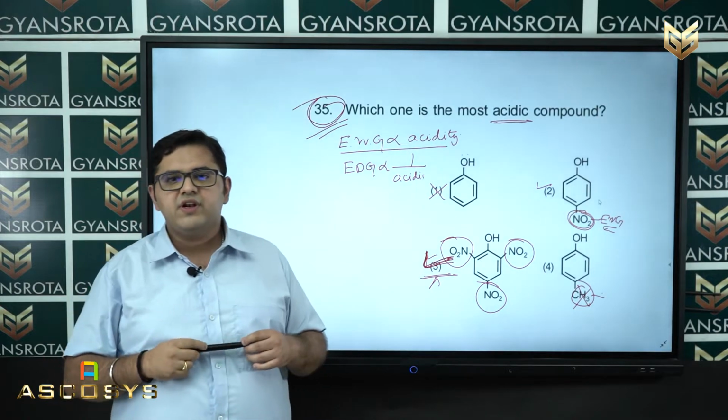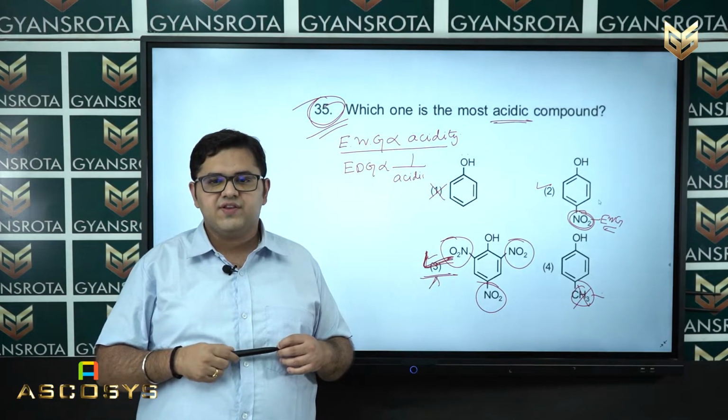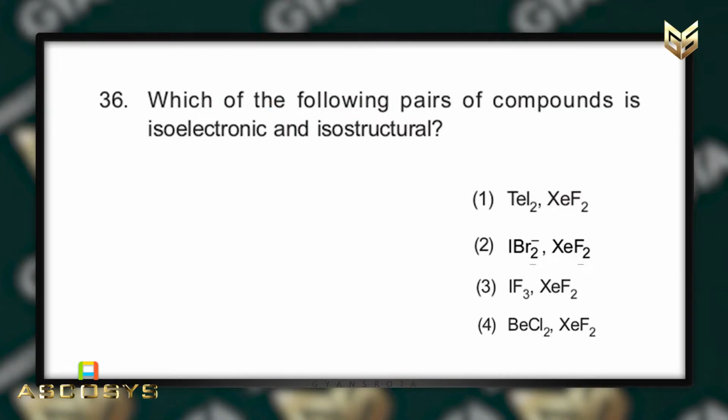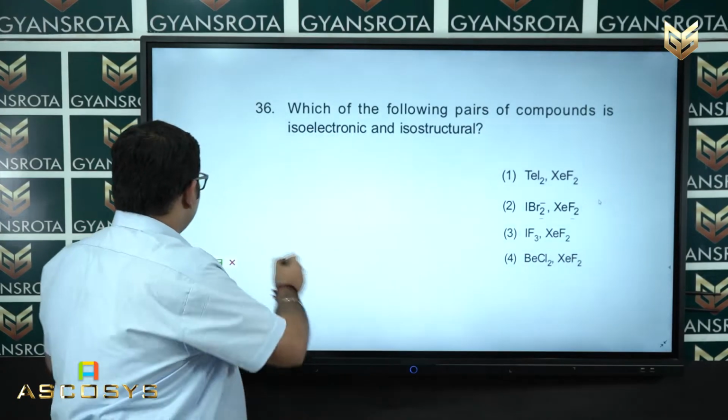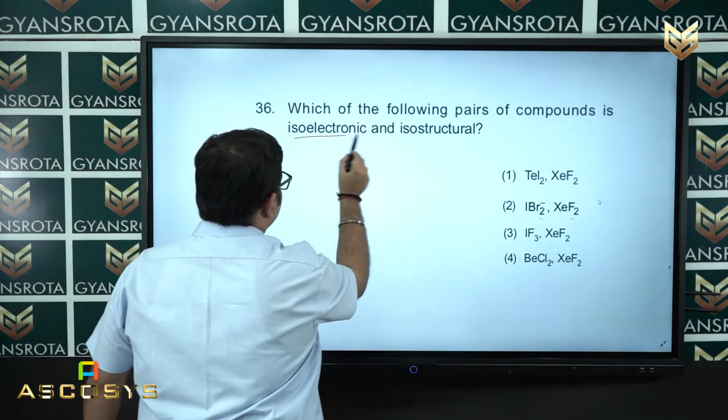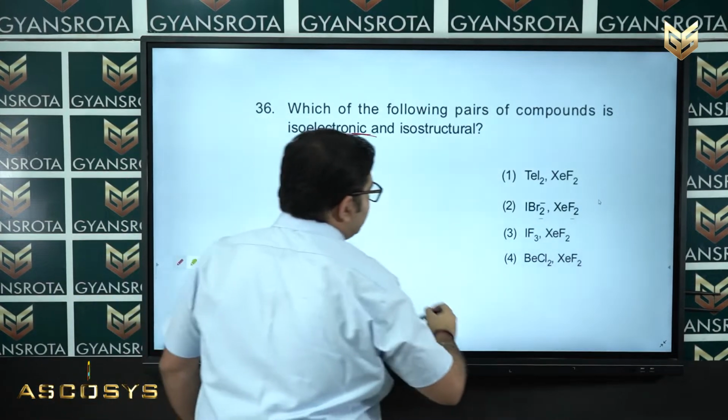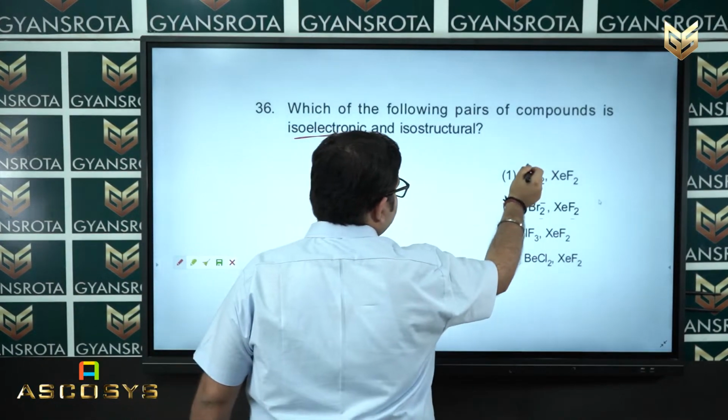So, now we are moving to the next question, that is question number 36. Question number 36 is on your screen. Which of the following pairs of compounds is isoelectronic and isostructural? Now, we are moving to the solution part. They asked about the isoelectronic, so for that we have to count the total electron count.